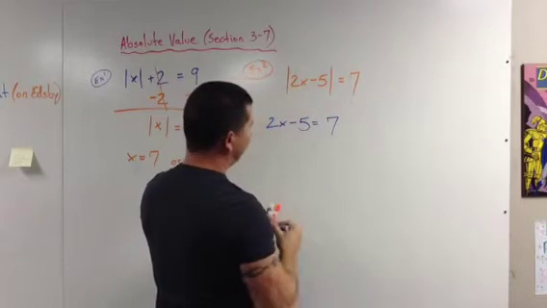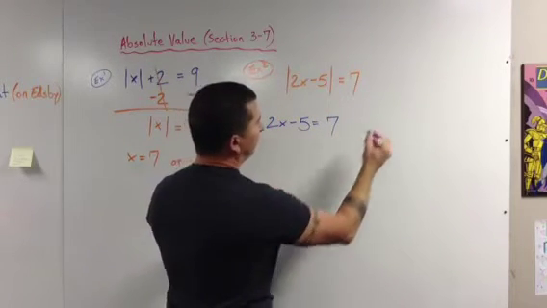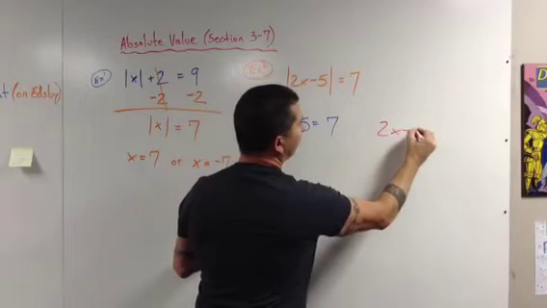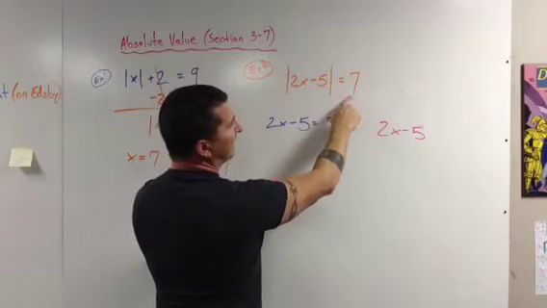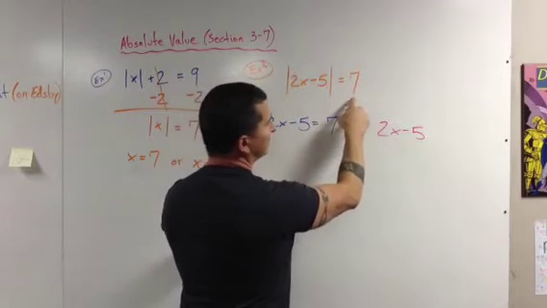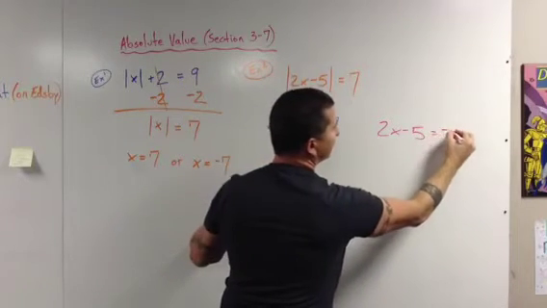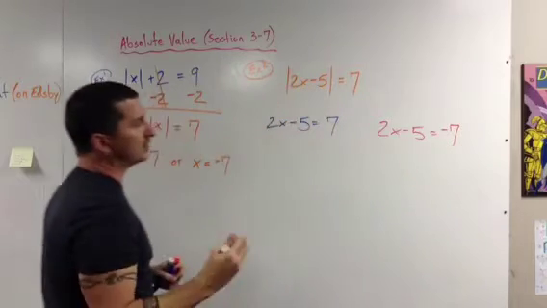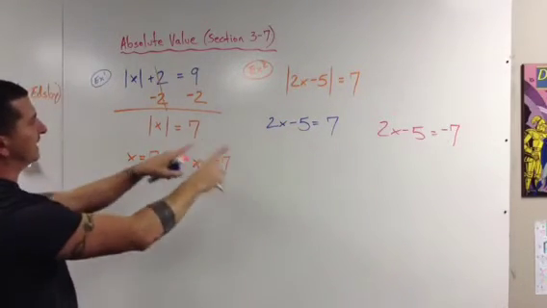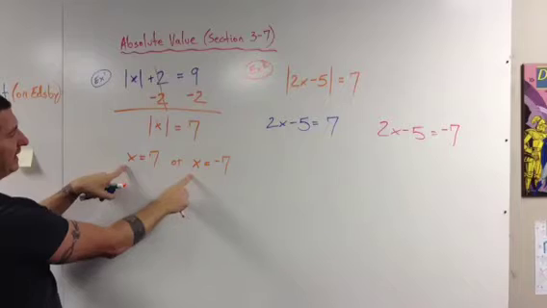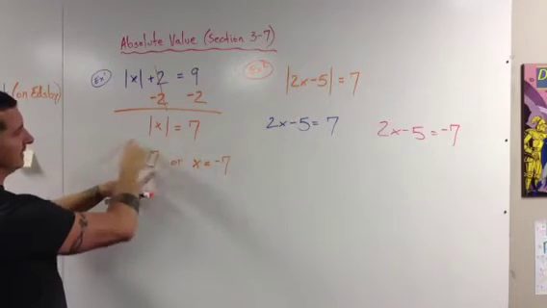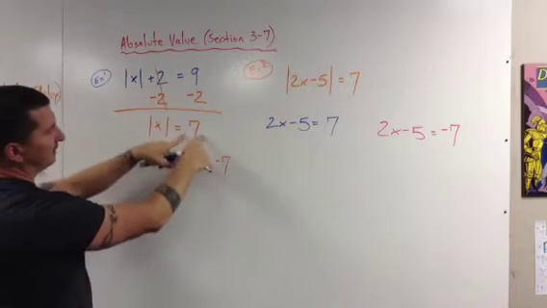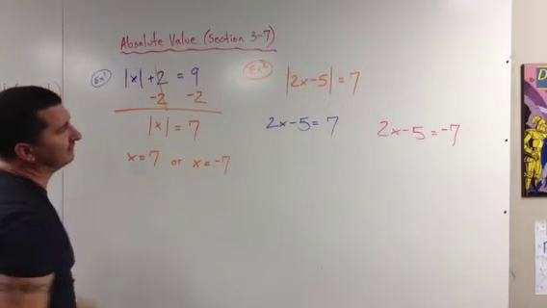We're going to have, let's do it in a different color, 2x minus 5. So it's the same thing here. But now we're going to take the opposite of this side of the equal sign. So we're going to have -7. So we're going to solve two equations. Notice we did the same thing here. We took x on the left, and then we took 7, just like it looks here, without the absolute value, and then we put the opposite of 7, which is -7.